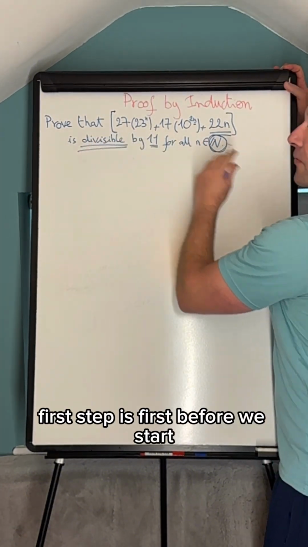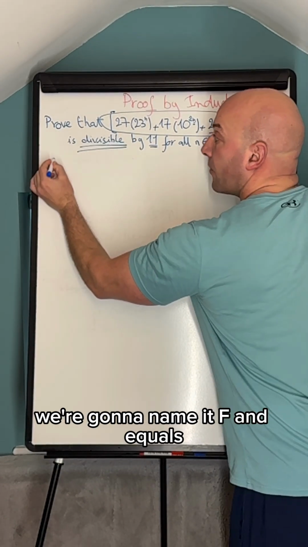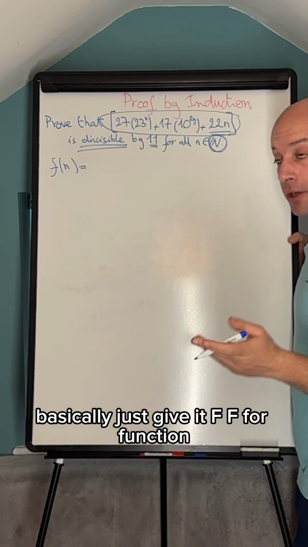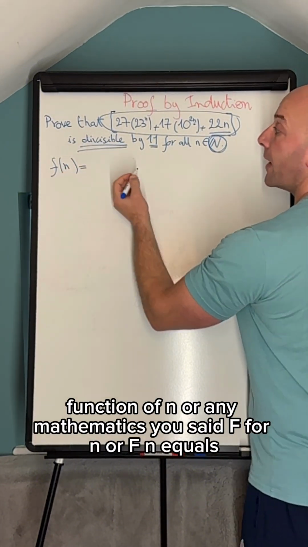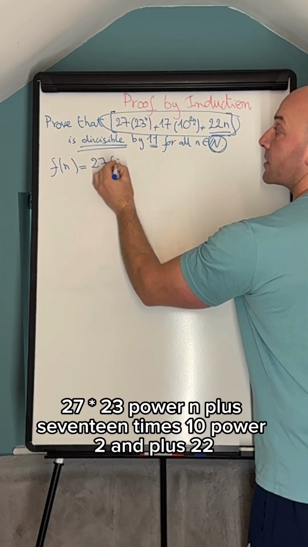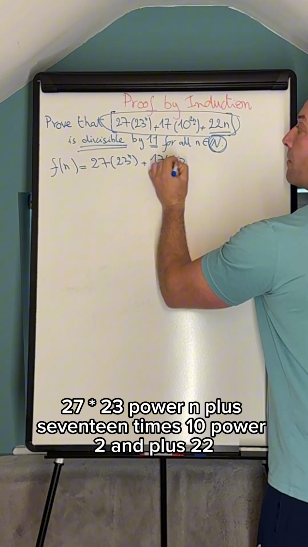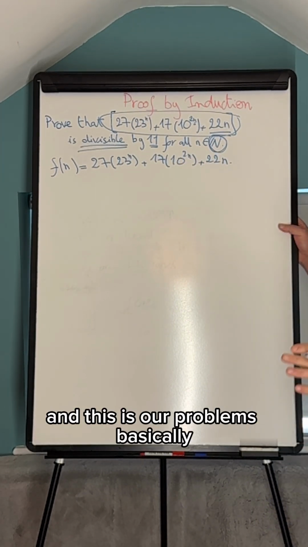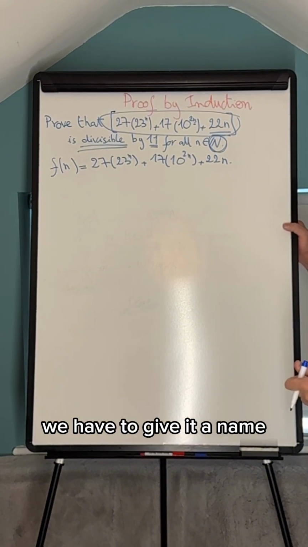First, before we start, we have to give this equation a name. We're going to name it f of n, or in mathematics, f(n) equals, and you write the same formula again: 27 times 23 power n plus 17 times 10 power 2n plus 22n. This is our problem. We define it to make it clear, so we have to give it a name.